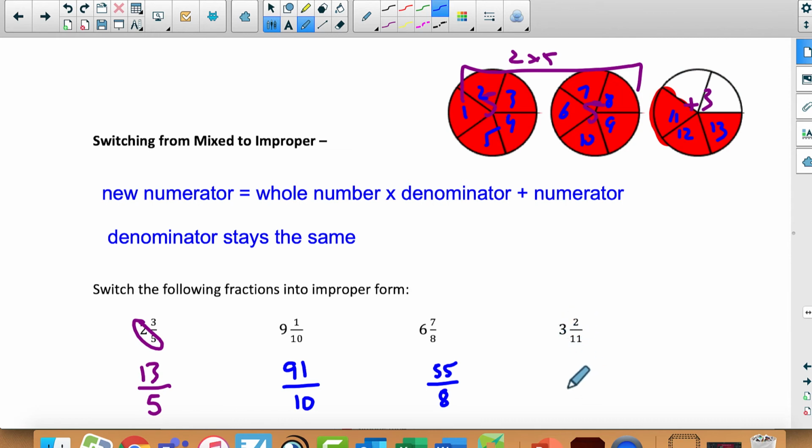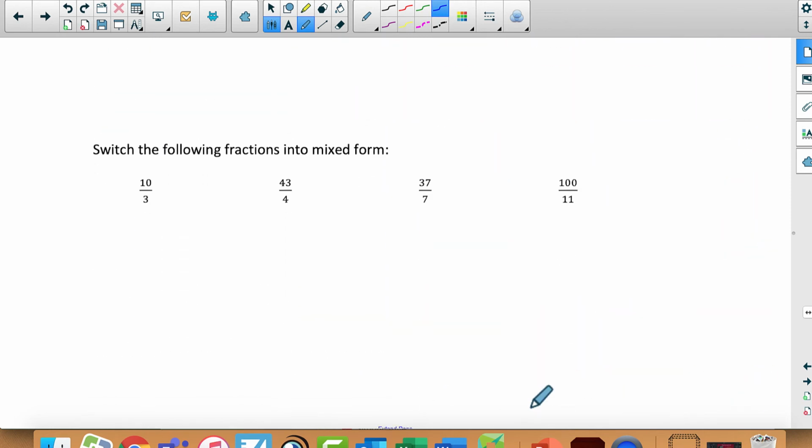This one here. Pieces stay the same size. They're 11ths. You have 3 wholes. Each one of them has 11 pieces. 3 times 11 is 33. Plus 2 is 35. That's how you go from mixed to improper. How about improper to mixed?